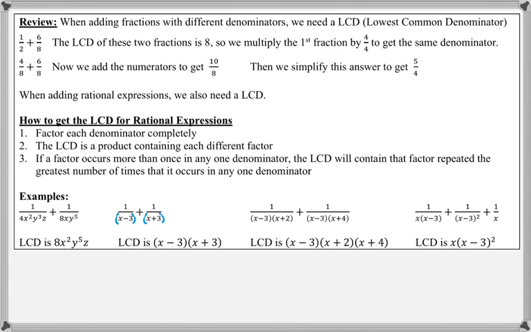Okay, on the last one, this one has an x. This one doesn't have any x. This one has an x. So the greatest number of times I see x in any one denominator is once. So I need to have an x there. This one has an x minus 3. This one has 2 x minus 3's. This one doesn't have any x minus 3's. So the greatest number of times that you see x minus 3 is twice. So you actually need it twice in your LCD.